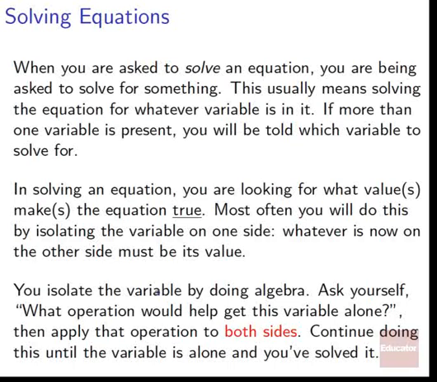How are you going to do that in general? Normally, you're going to isolate the variable by doing algebra. You will ask yourself, what operation would help get this variable alone? What would I have to do to this side to be able to get this variable on its own? Then you do that operation to both sides. You continue to apply these operations, asking yourself one time after another, what could I do to get this variable alone? You keep doing operations to both sides. And then you keep doing this until eventually the variable is alone on one side and you've solved it. You'll get something of the form x equals a bunch of numbers, right? So you'll know that x is equal to this stuff right here.